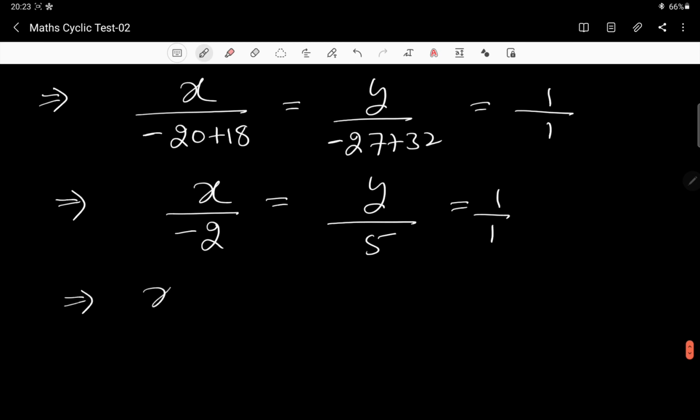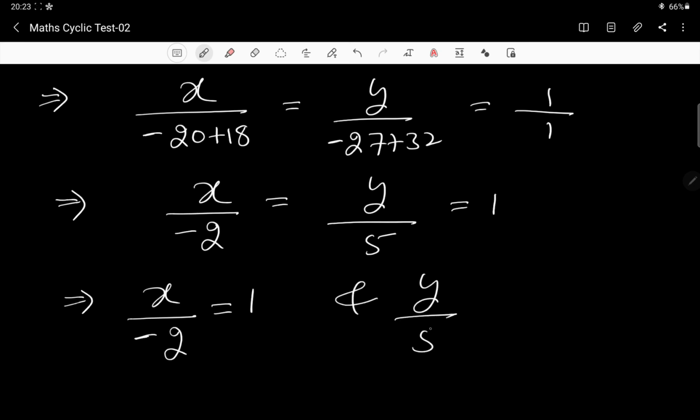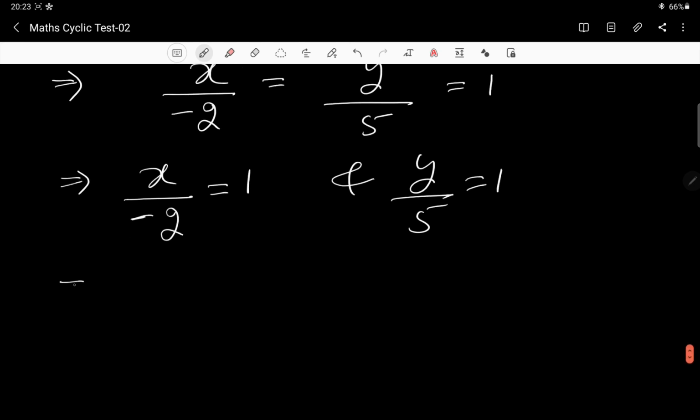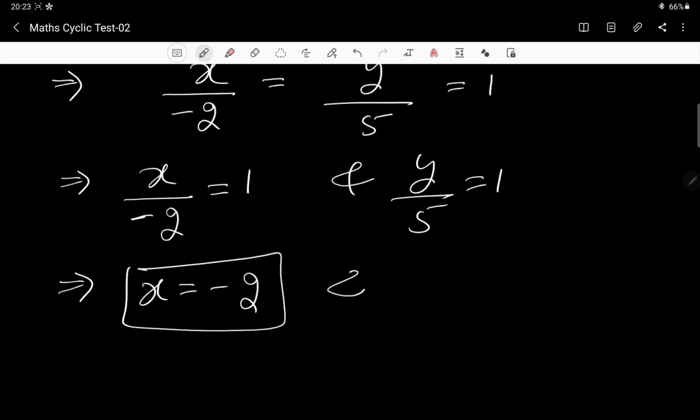You can choose the first one and third one, that is x divided by minus 2 is equal to 1 by 1, which means 1 only. Directly you can write it as 1. And second one and third one, y by 5 is equal to 1. So that becomes x is equal to minus 2 and y is equal to 5. So these are the solutions.